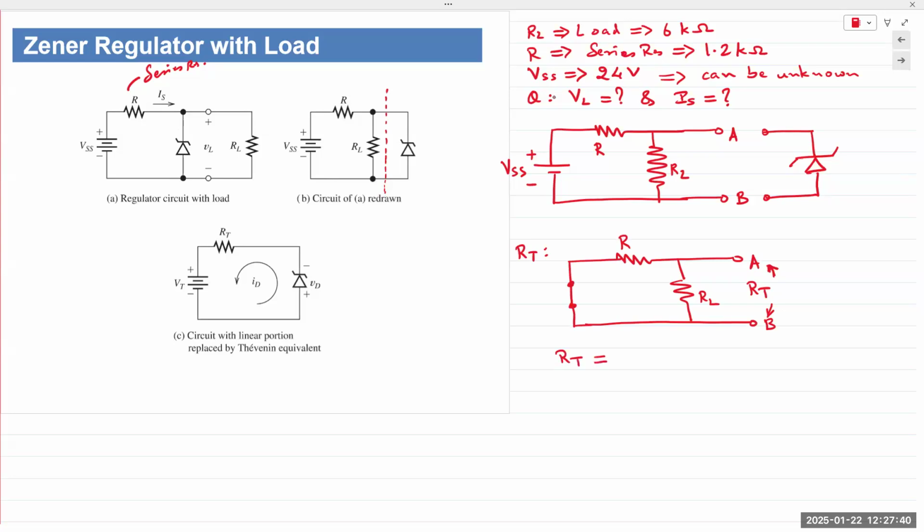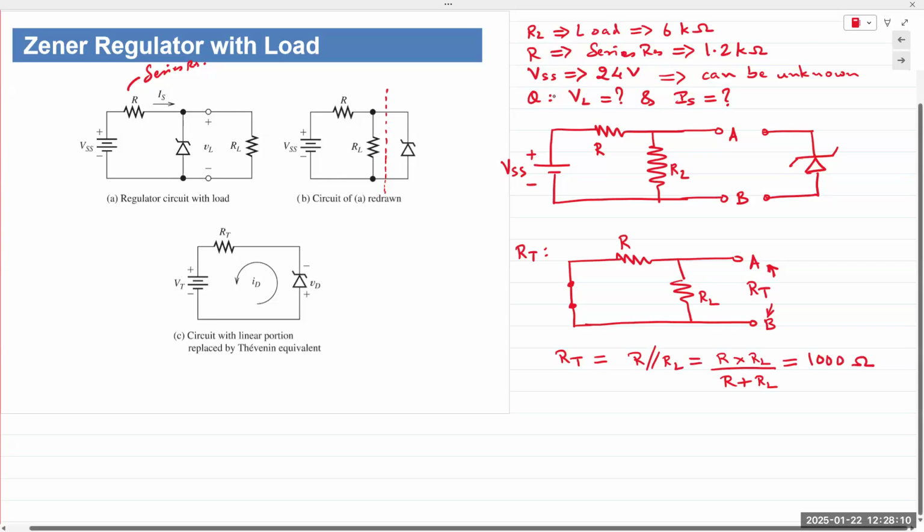Absolutely, both are in parallel, and it becomes the product of the two divided by the sum of the two, R times RL over R plus RL. So it's 1200 times 6000 divided by 7200. Comes out to be a nice even number, 1000 ohms. All right, let's take a pause, write it down. Let me know if you have any questions.